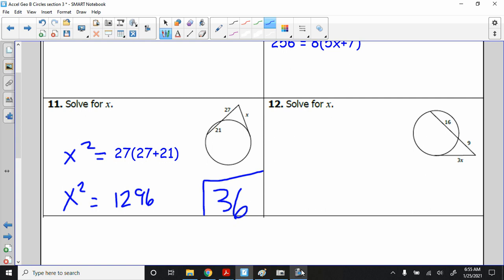All right, on this one, I'm going to have 3x squared. So 3x times 3x is going to be 9x squared. That's what 3x times 3x looks like. Double the 3, double the x. 3 times 3 is 9, x times x is x squared. Okay? Now I'm going to take 9 times 25. 9 times 25, I get 225.